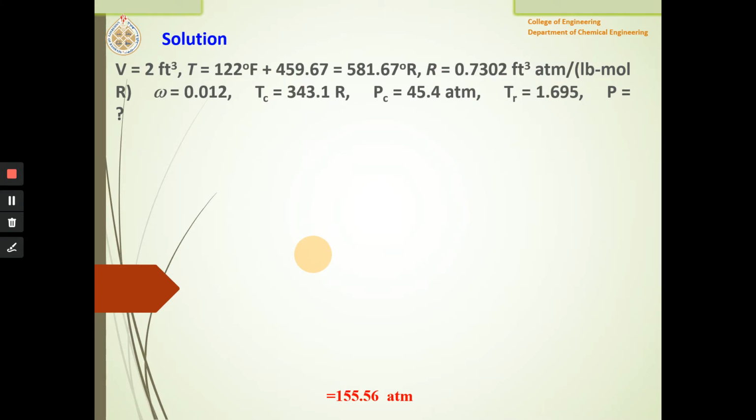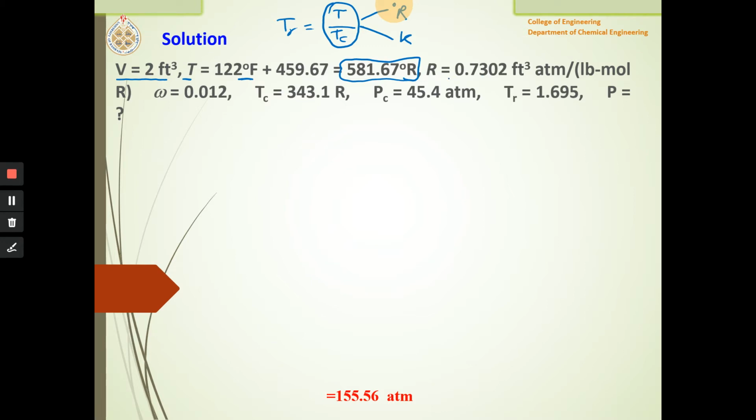The first question is, what information will I need? First of all, the volume is already given in the question. The temperature is in Fahrenheit, so you have to convert it to Rankine. Why convert it to Rankine? Always keep in mind that to calculate TR, the ratio T over TC, it should be either a Rankine ratio or a Kelvin ratio, nothing else. So Fahrenheit will not be used; it needs to be converted to Rankine.